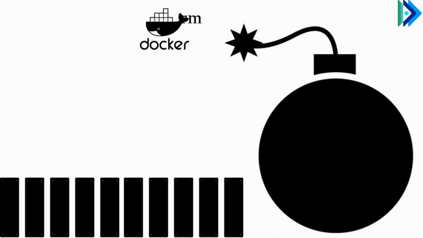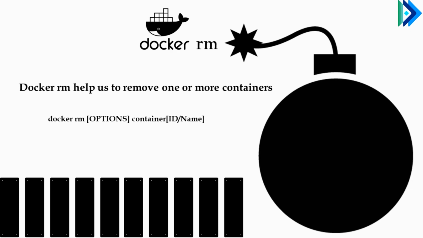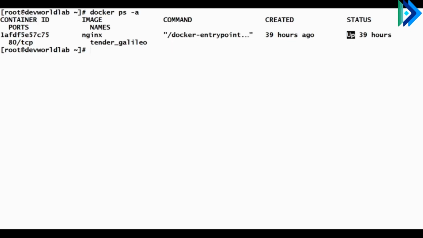Docker rm helps us to remove one or more containers. Usage: docker rm [options] container ID or name. If you want to remove the container, you have to stop it first.